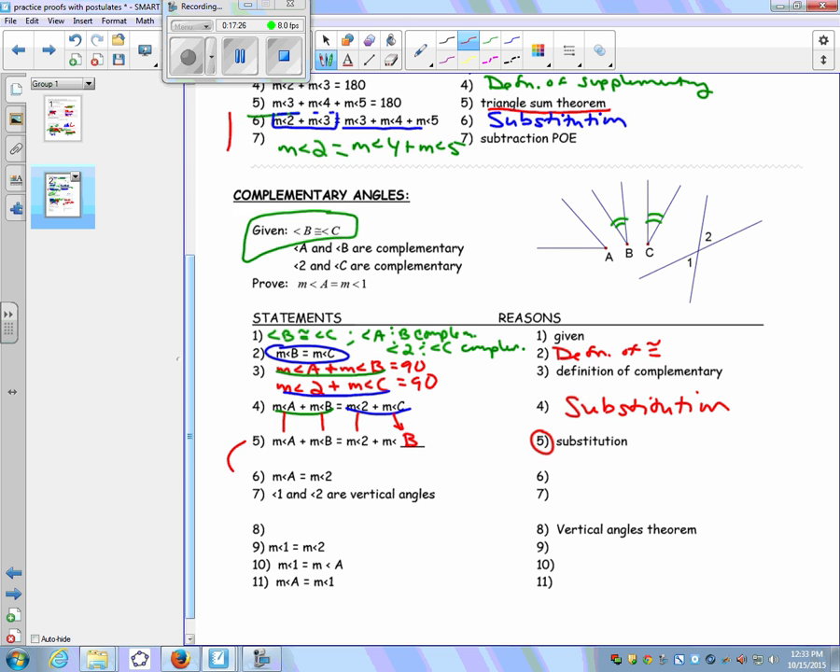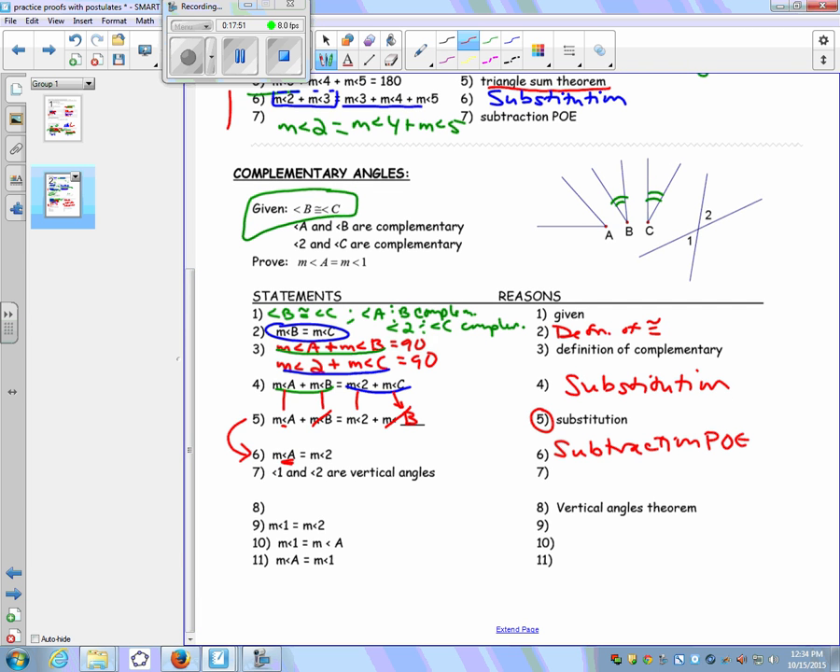Now, what happens from this step to this step? What did they do to both sides to get measure of angle A by itself? Yumi? Good. Subtraction property of equality. They subtracted the measure of angle B from both sides. Boom, boom, gone.